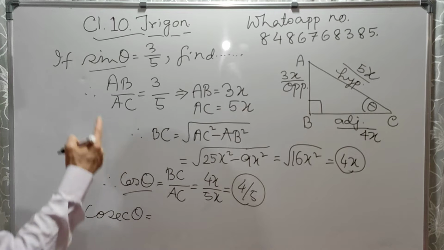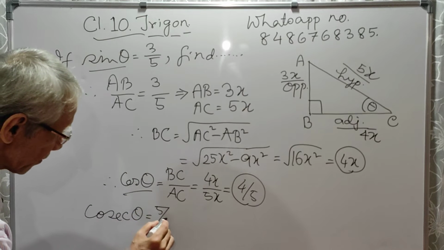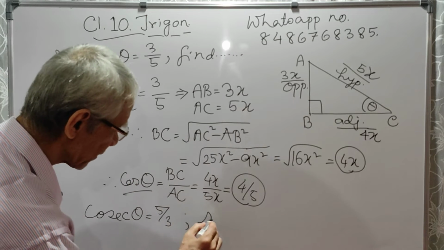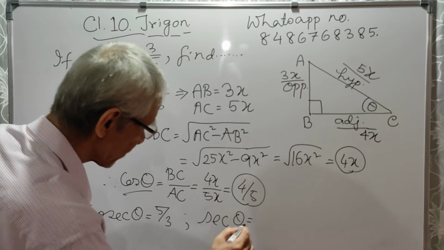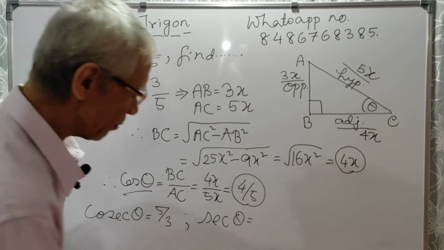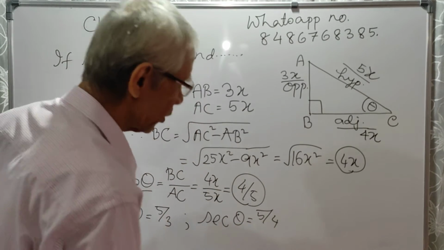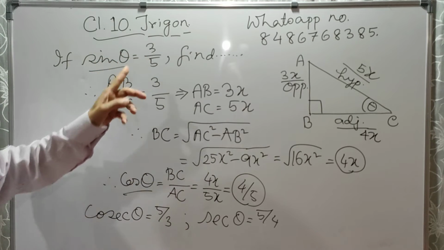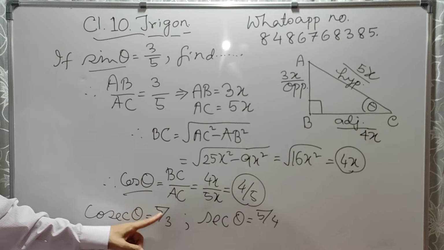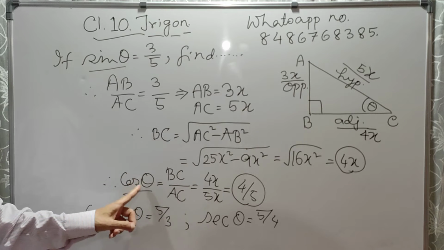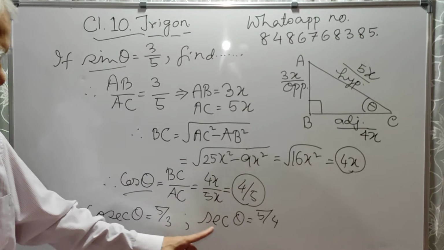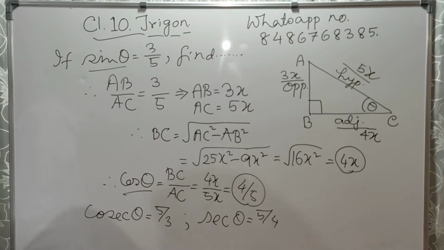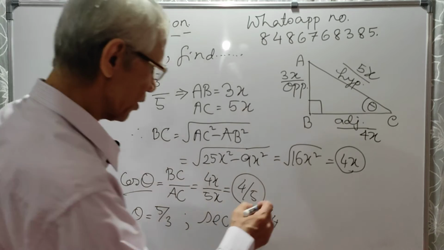Cosec theta is what? Reciprocal of sine theta, that means 5 by 3. Alright. Then knowing cos we can find sec. Sec is reciprocal of cos, that means it will be 5 by 4. So you don't have to do any other calculation for these two. Just reciprocal. Sine is 3 by 5, therefore cosec will be 5 by 3. Then cos we have found out 4 by 5, therefore sec is a reciprocal of this, it will be 5 by 4. Now what is left? Tan and cot. Yes, now let us see what is tan.